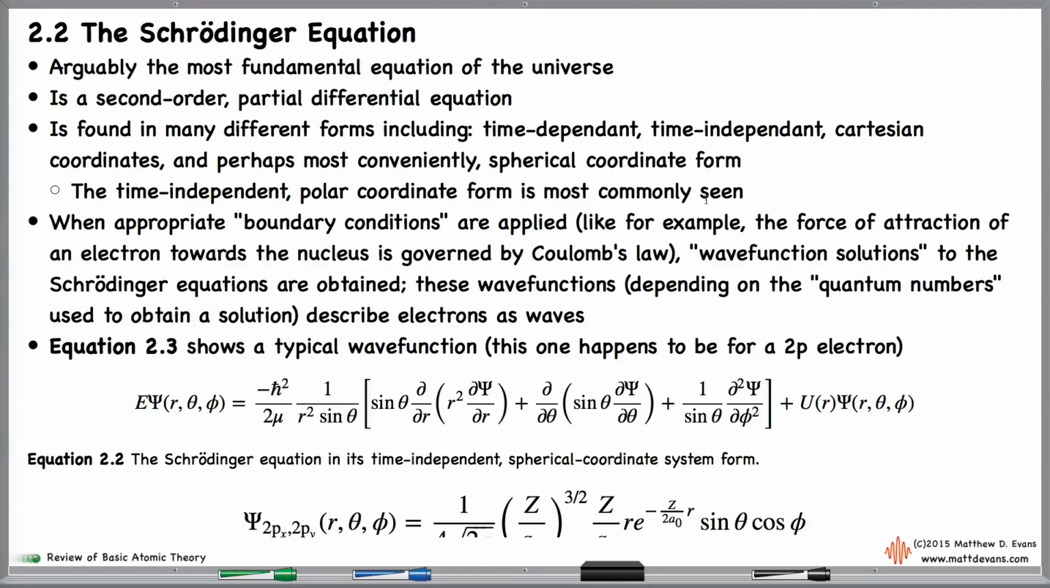It's a second-order partial differential equation, which means that there are some pretty serious math classes you have to take to be reasonably comfortable understanding this equation. So we're, of course, not going to do this.